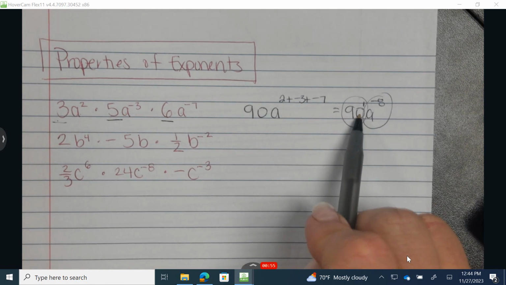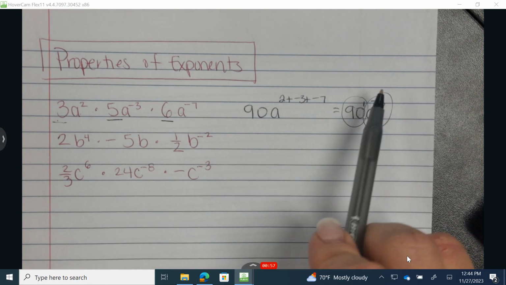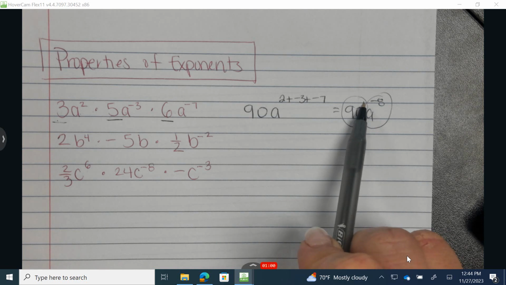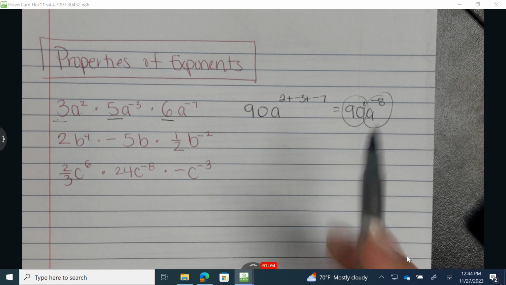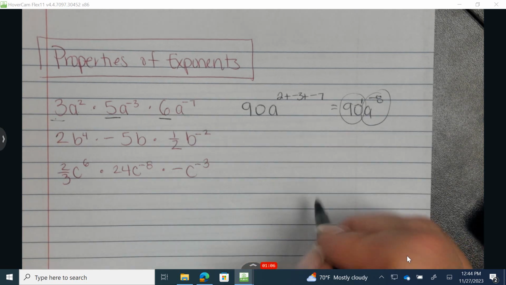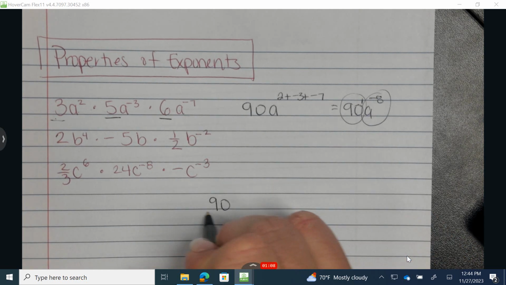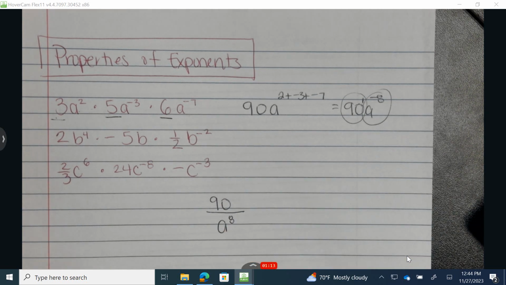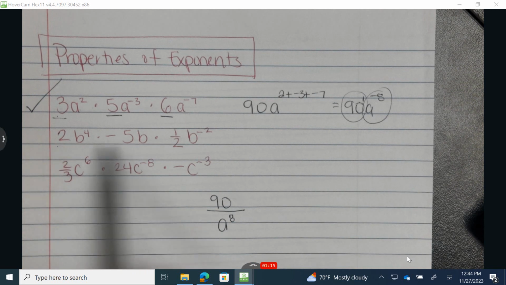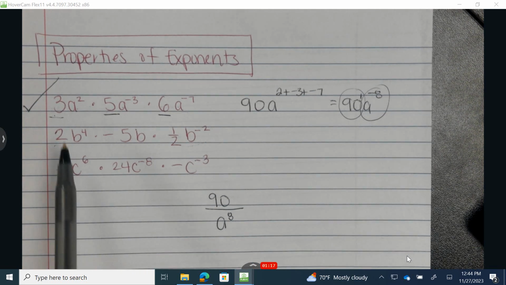So the 90 we say is happy. We're not going to move it because the exponent 1, the hidden 1, is happy. A has an exponent of negative 8. It's not happy, so it's going to move to the bottom. So if I was going to simplify this expression, I would have 90 over a to the positive 8. When it moves down, it becomes happy. Okay, let's do the same thing here with our second expression.